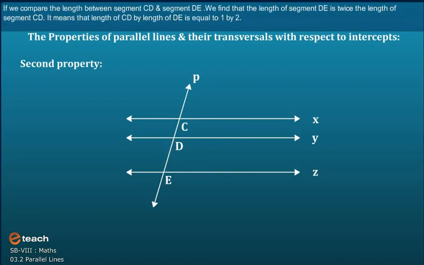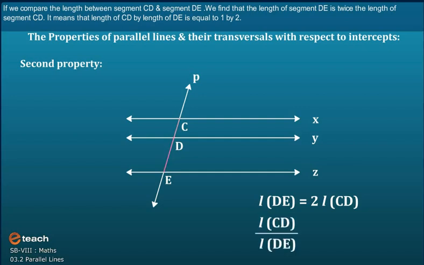If we compare the lengths of segment CD and segment DE, we find that the length of segment DE is twice the length of segment CD. It means that the length of CD by length of DE is equal to 1 by 2.